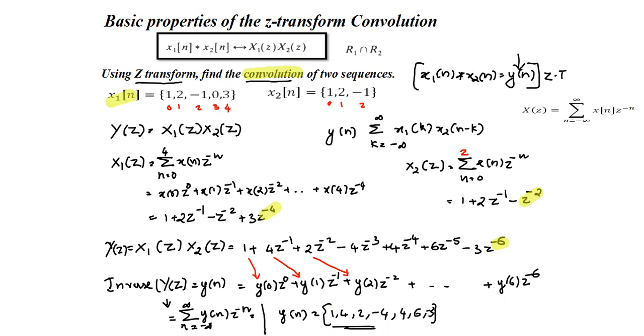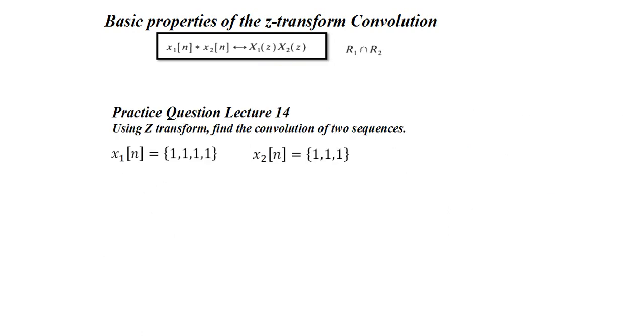And next I'll give a practice question similar to the previous one. You need to find the convolution of two sequences using the Z transform. The two sequences given are of length 4 and length 3, and the solution we will discuss in the next class.